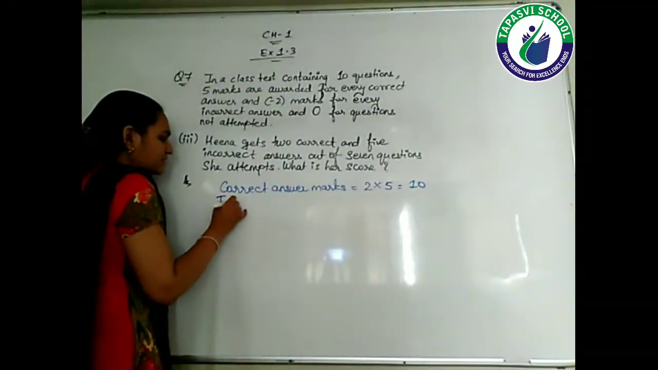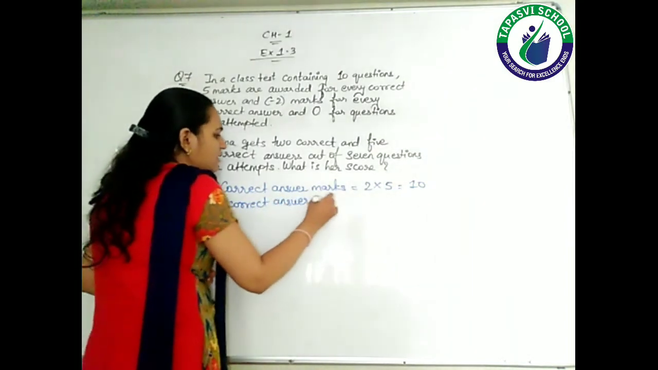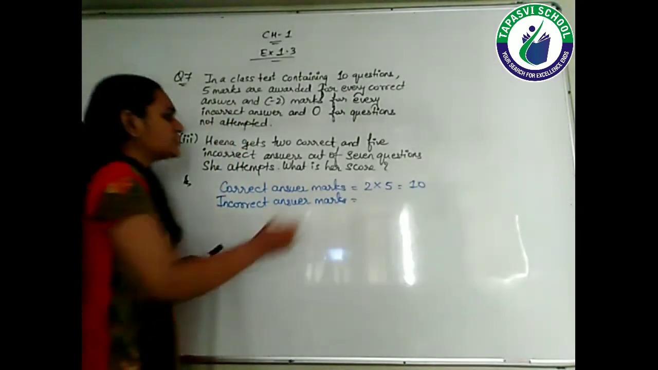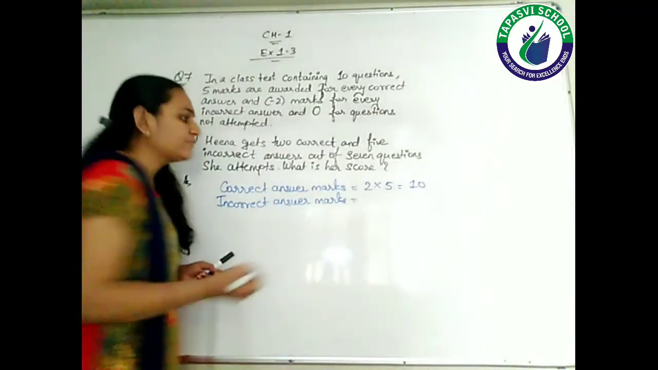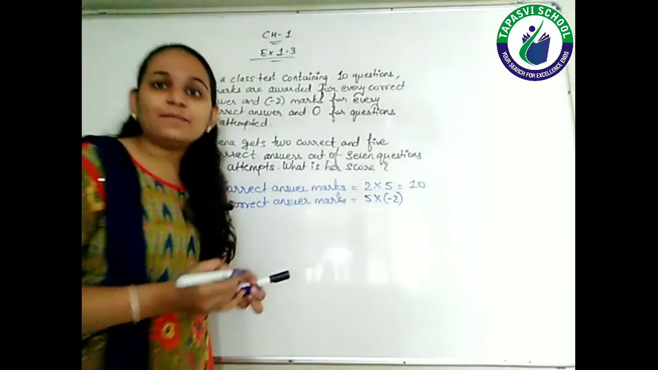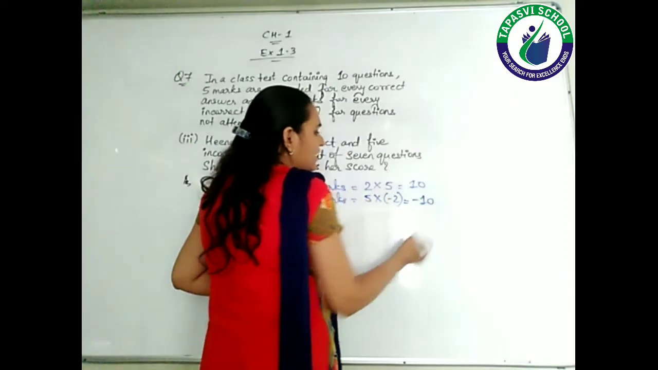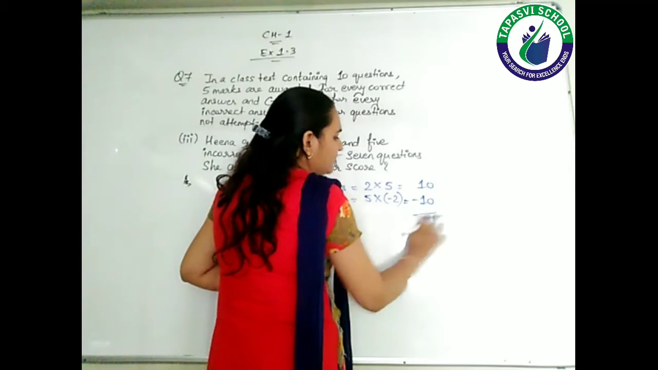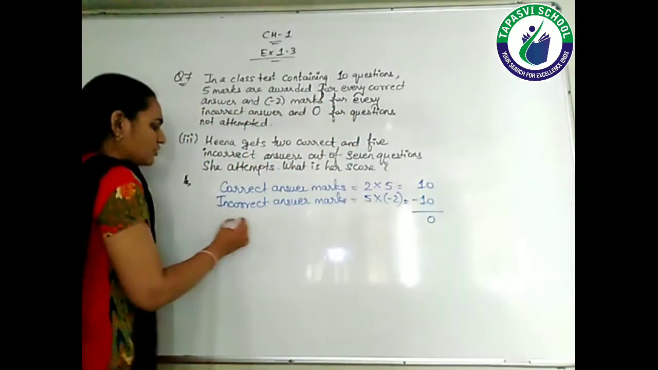Now incorrect answer marks. So incorrect answer marks, students. How many questions are incorrect? 5. Right, and every incorrect it is minus 2. So 5 multiplied by minus 2, that means it is minus 10. Now 10 minus 10, students, if we see, we get the score as 0. So this is the score of Hina.